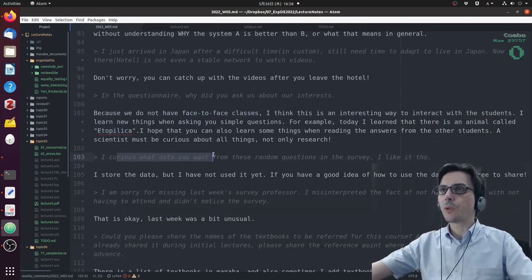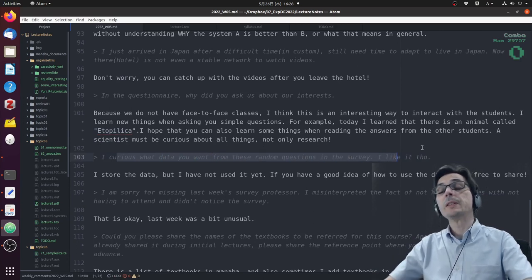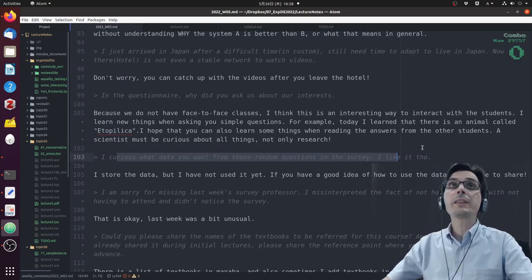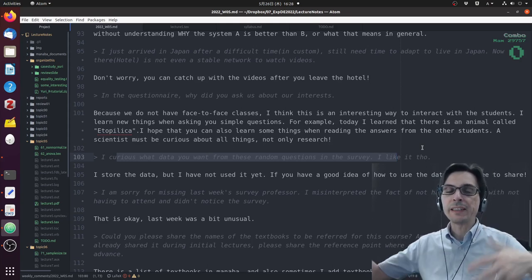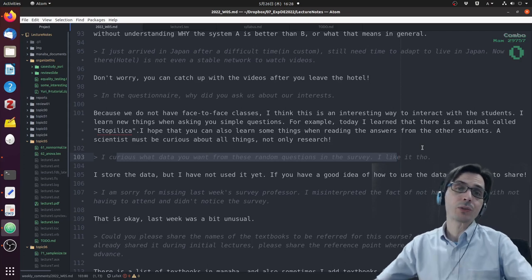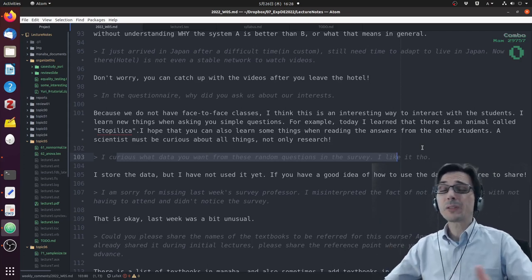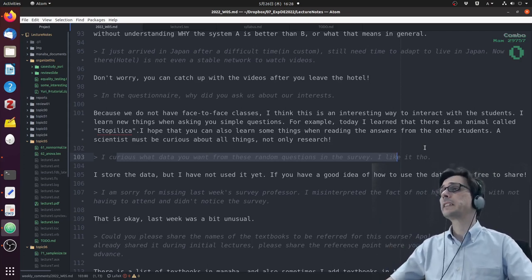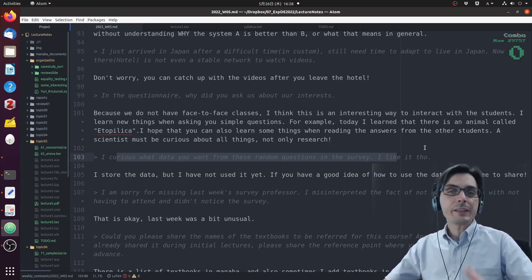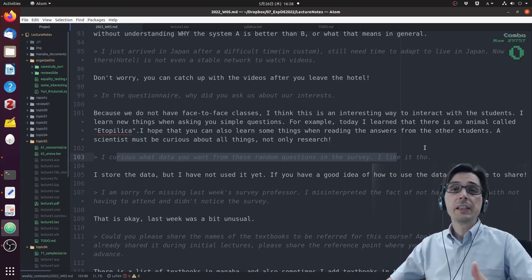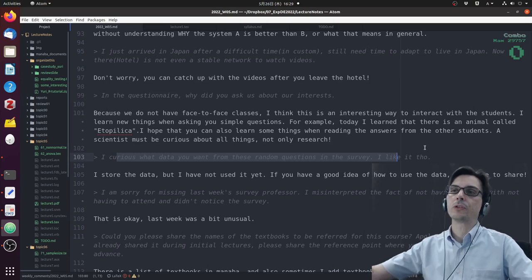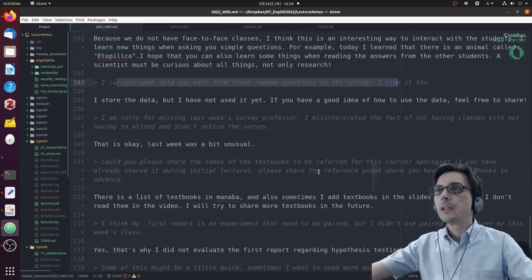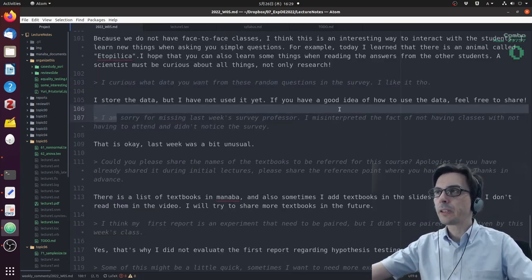I'm curious about what data you want from these random questions. That's a very good question. I wanted to do something like maybe plot this data and try to relate the data of one question with another question to see if there is anything interesting. Unfortunately, I did not have the time to do that yet. If anyone has a good idea of how we could analyze this data, feel free to talk to me. I can anonymize some of the data and send some of the data to you for you to try to analyze that.